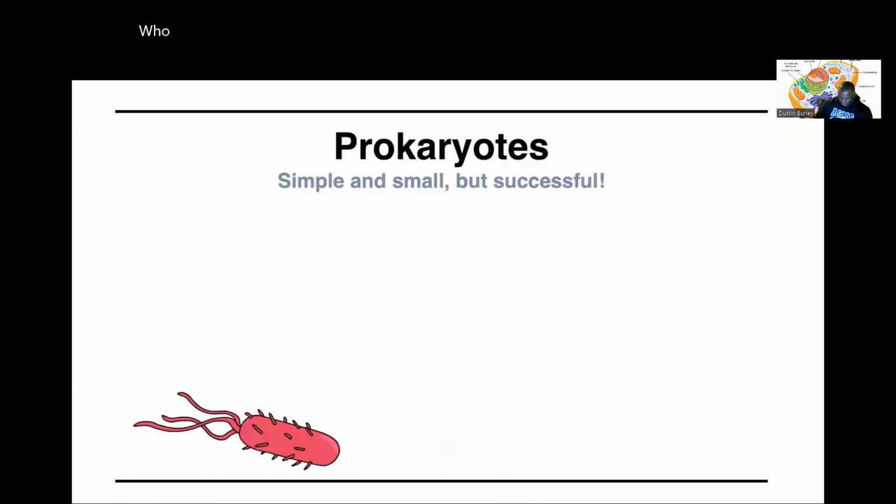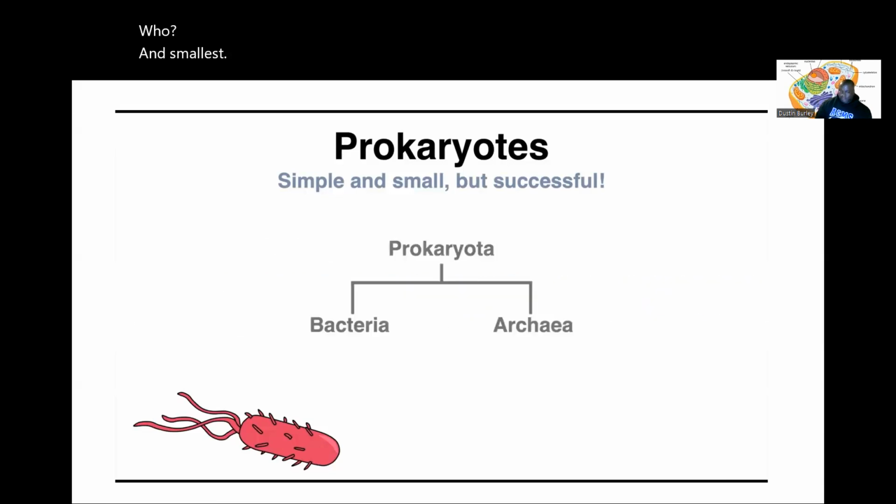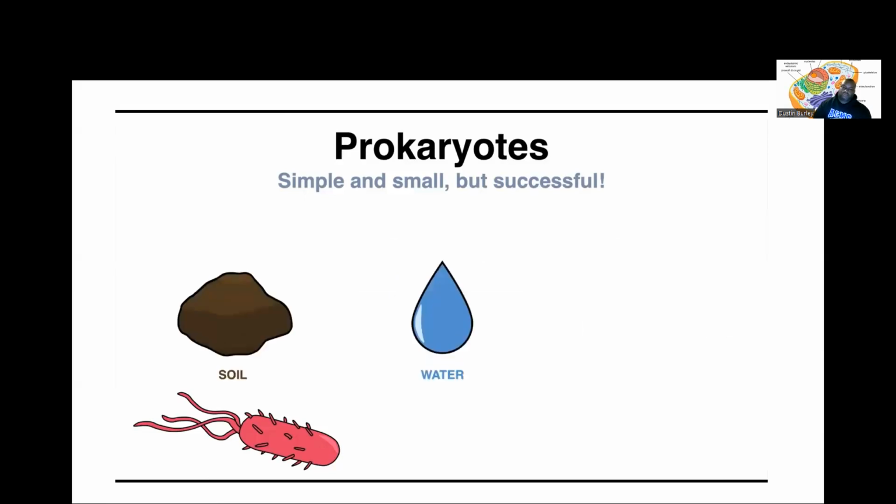Prokaryotic cells are the simplest and smallest living organisms. They are estimated to have been on Earth for 3.5 billion years. Prokaryotes can be divided into bacteria and archaea. Prokaryotes are found in many different environments, including soil, water, and the human body.